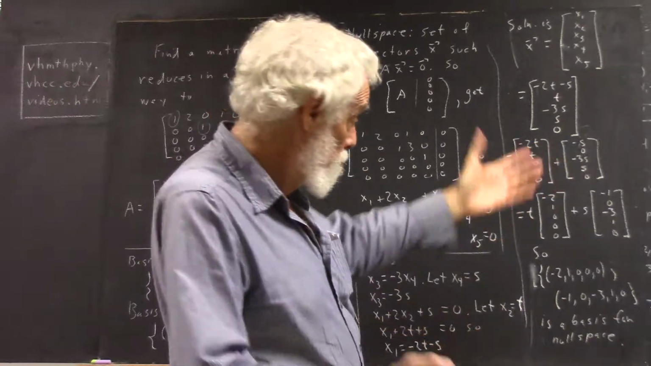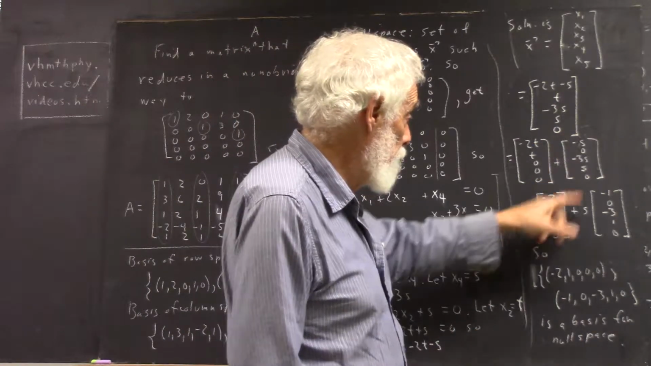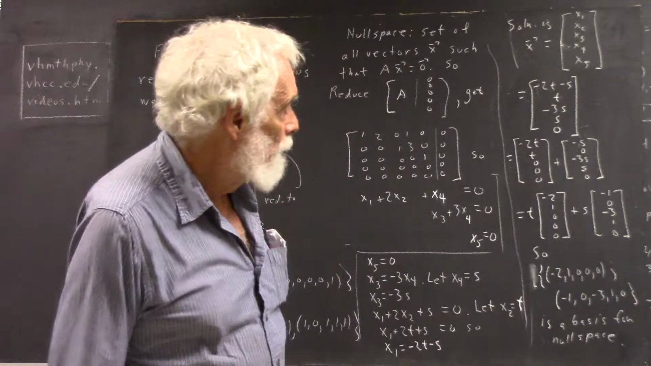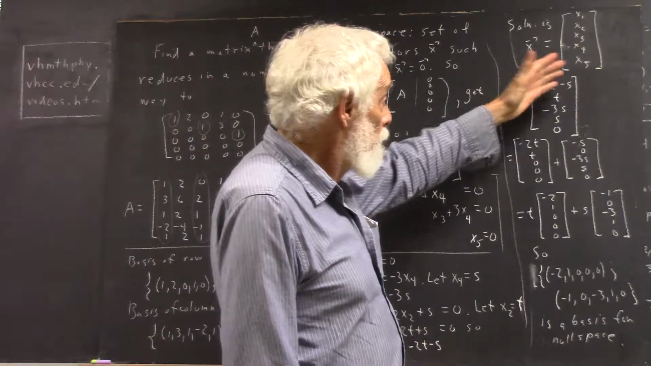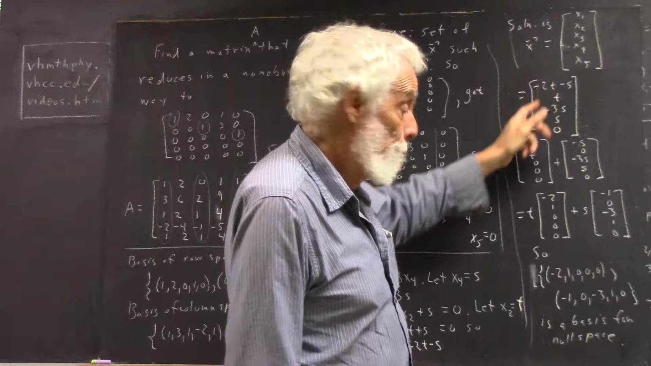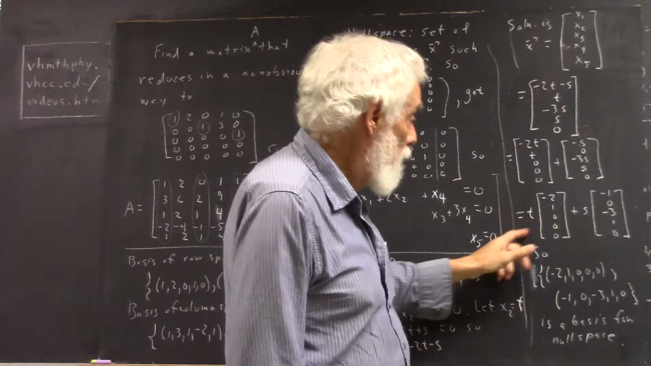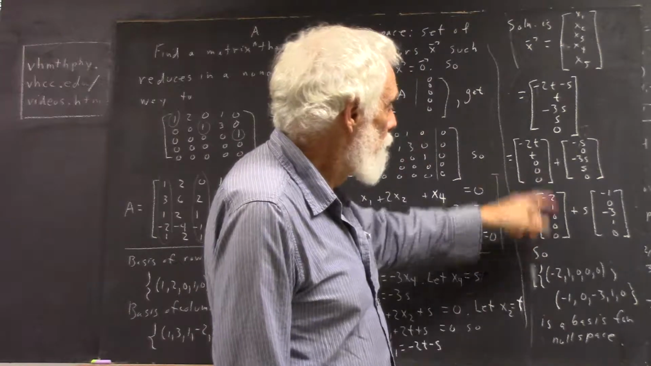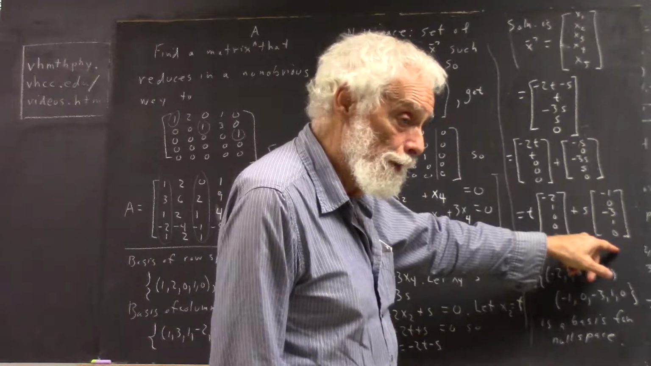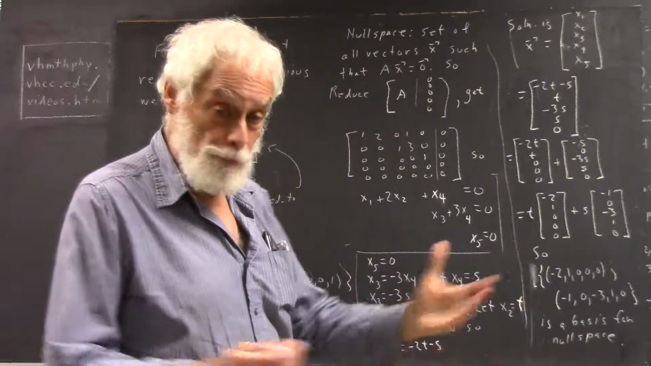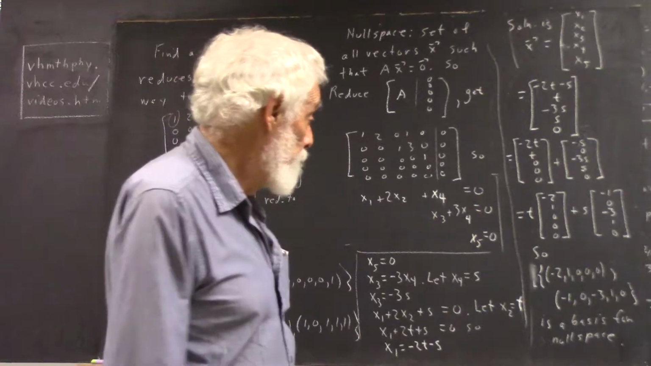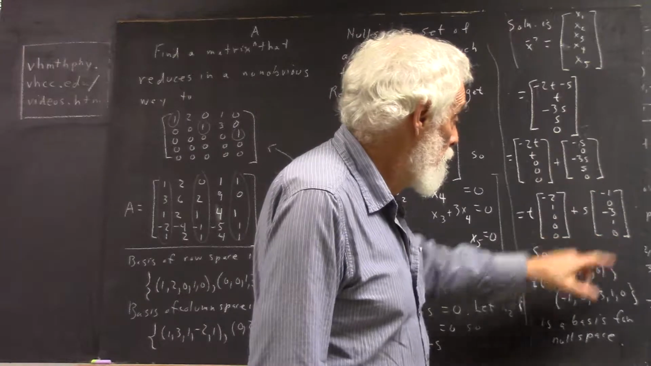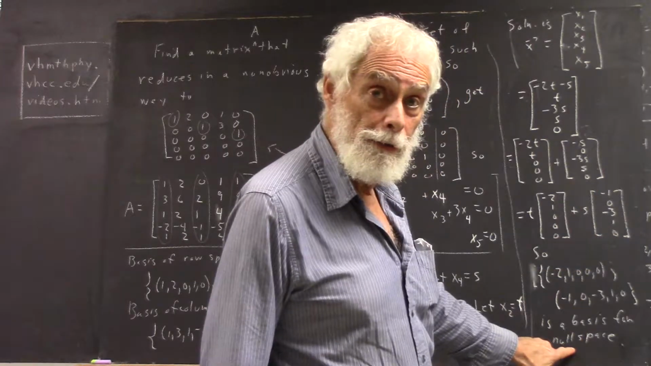Then I factor out the t here, I factor out the s here, and what do I see? I see that any solution has to be of this form, which means it's some multiple of this vector plus some multiple of this vector. T and s are free variables, they can take any value. So it follows that these two vectors are a basis for the null space.